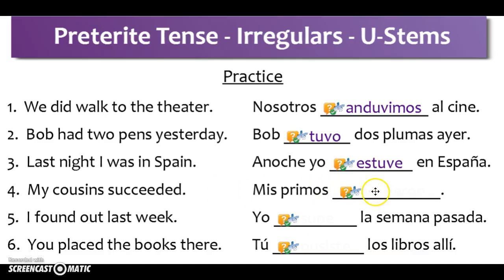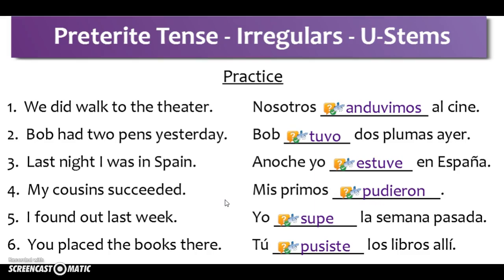My cousins succeeded. Mis primos pudieron. I found out last week. Yo supe la semana pasada. And you place the books here. Tú pusiste los libros allí.